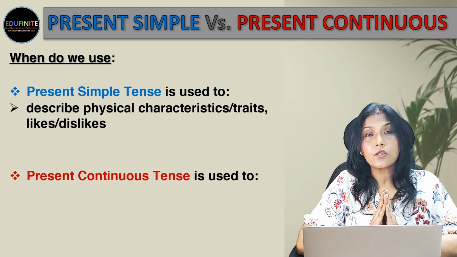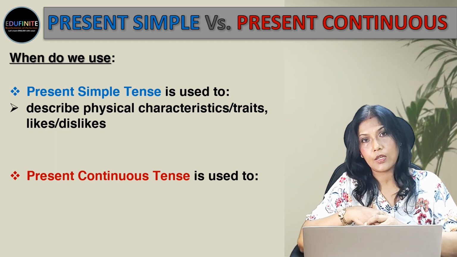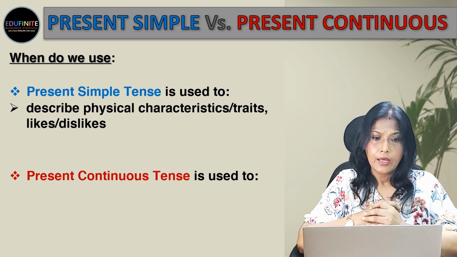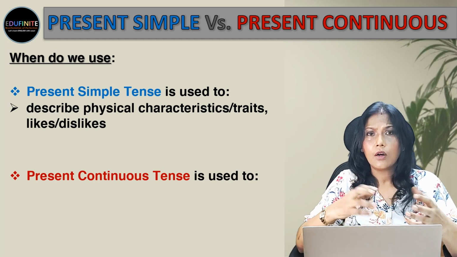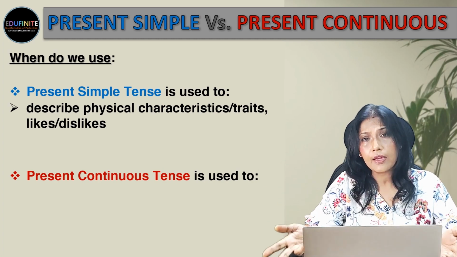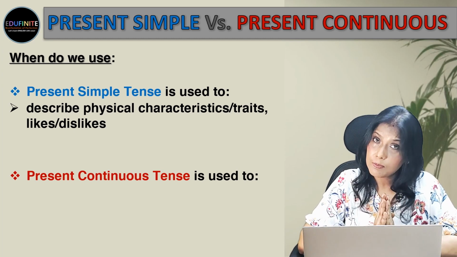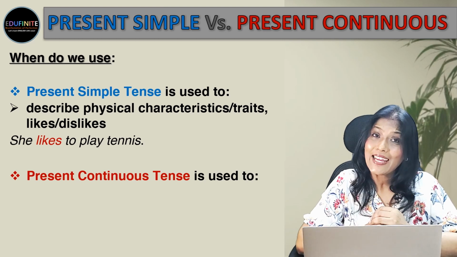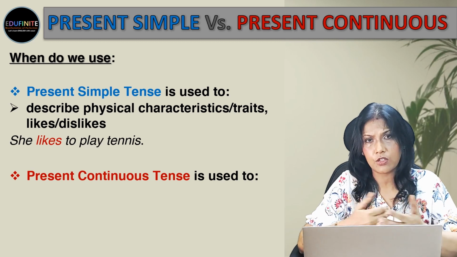Simple present tense is also used to describe physical characteristics or traits, even likes and dislikes. So, a physical characteristic or some trait of a person, or physical characteristic of something, or maybe the like or dislike of a person, we use present simple tense to express it. Let's look into it. She likes to play tennis. So this is what she likes, or she dislikes to play tennis.